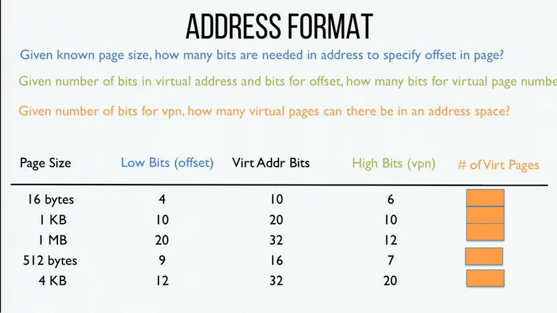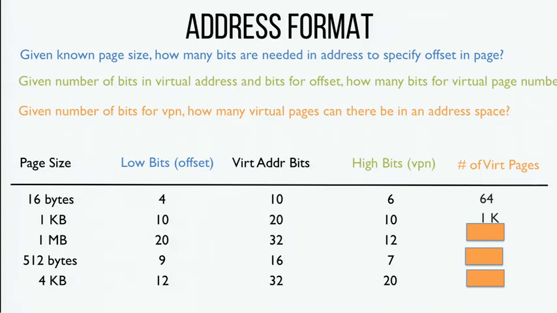64. It's 2 to the 6th. That's how many different items we can pick with 6 bits. So we must have 64 pages. What about if we have 10 bits? Great, I hear the right mumbling. We must have 1,024 pages.